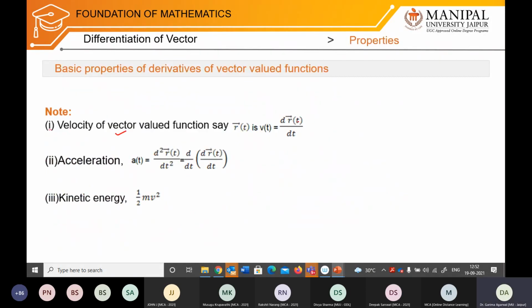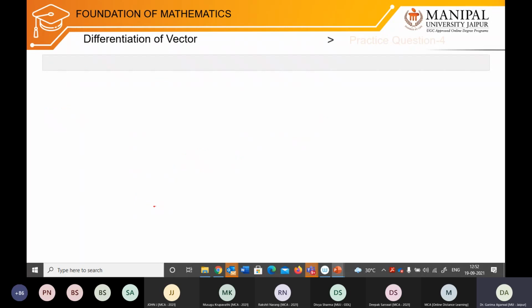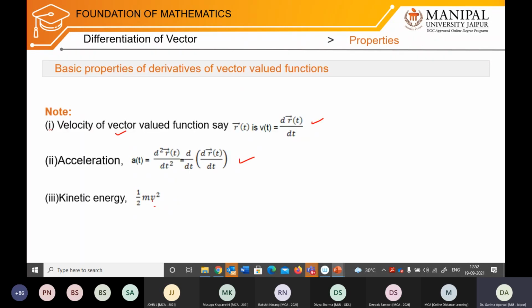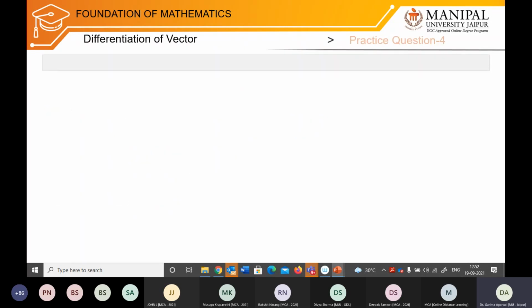Now the velocity of the vector is the first order differentiation of the vector, acceleration is the second order derivative of the vector, and kinetic energy is half m v square, where v is the velocity. Clear?